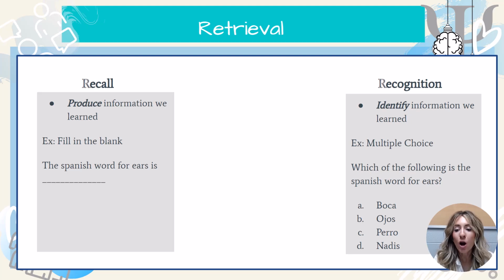An example would be a multiple choice question. If you look here, which of the following is the Spanish word for ears? You may not have been able to tell me when I asked you to recall it, but now that I'm asking you to recognize it, you might know that the answer is B, ojos. That's an example of a recall versus a recognition task.